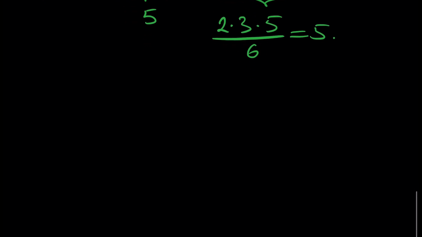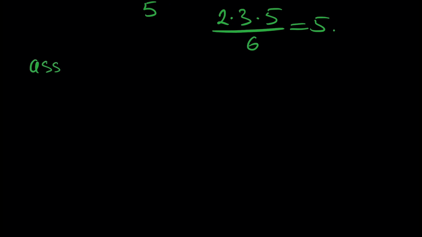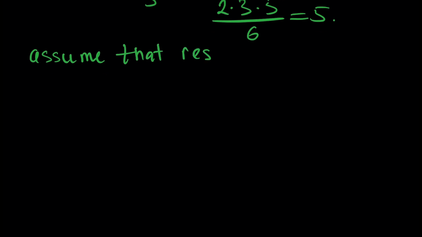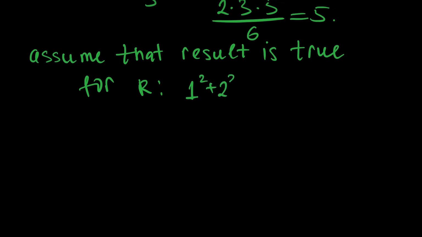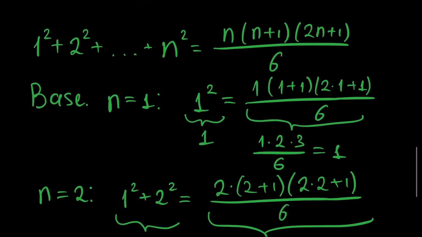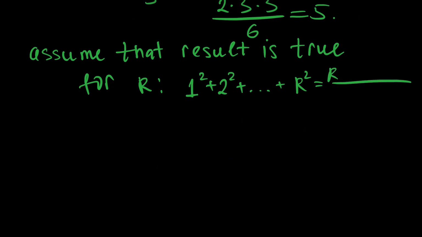Next, we will show what is called the step of induction. The step of induction is that we assume that our initial result is true for some integer number k, or in other words, 1 squared plus 2 squared plus and so on plus k squared is equal to k times k plus 1 times 2k plus 1 divided by 6. So assume this is true.